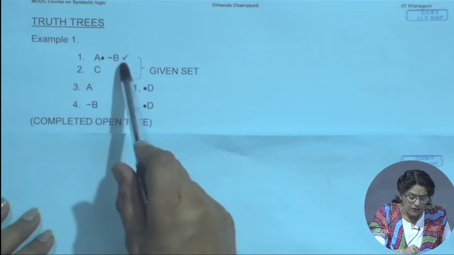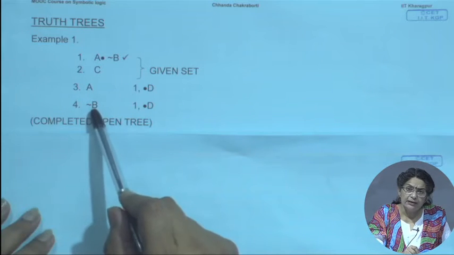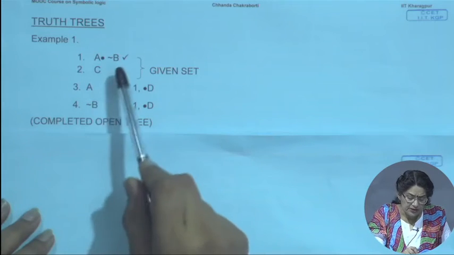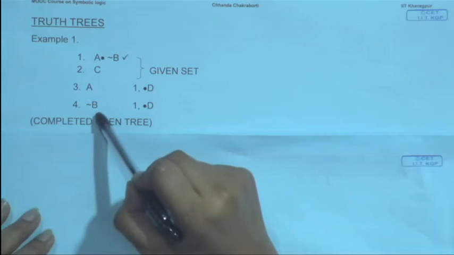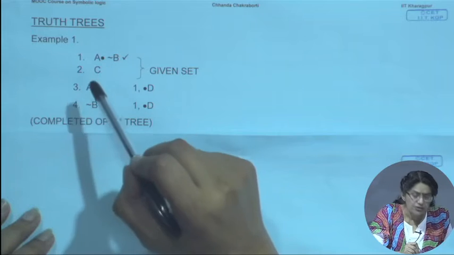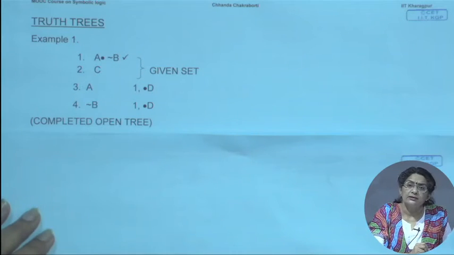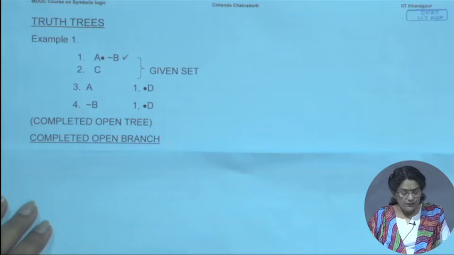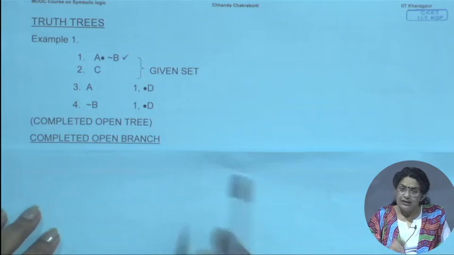So, what you have in front of you can be called a completed open tree. Completed because all decompositions here have been finished and the tree is now at the level of literals. Open tree, completed open tree because everything has been finished and still the tree branch has not closed down. Why not? Because if you follow this branch, there is no literal and its negation both appearing on the branch. Am I clear? So, this is what you have, and this is what you have finished doing, a small tree with me.